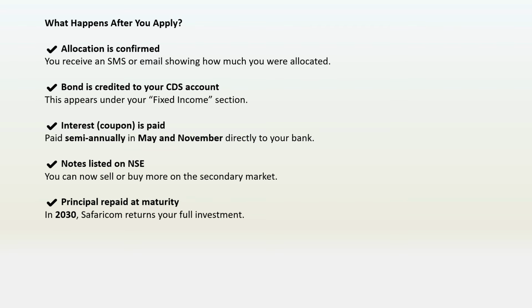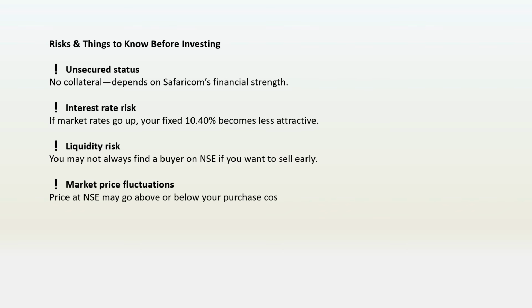So what happens then when you apply? Allotment will be done. You receive an SMS and email. You have seen the dates. Board will be credited to your CDSE account. You'll be able to see it under your portfolio valuation. Then interest will be paid semi-annually in June and December. Then it will be listed for trading at NSE. If you want to withdraw early, you can sell in secondary market. But in 2030, Safaricom fully refunds your money.